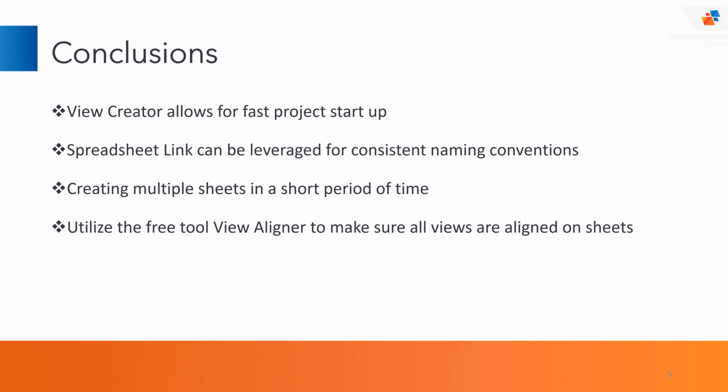Keep the associated level and abbreviation the same throughout your views. Uppercase for our title on sheets. Along with Spreadsheet link, you could also create multiple sheets in a short period of time, as we saw, just copying and pasting. Or again, you could use formulas to help you create your different sheet sets. Also, utilize the free tool View Aligner to make sure all views are aligned on sheets. Again, a nice free tool that can be used when you're inside of your project. Make sure everything's properly aligned together.